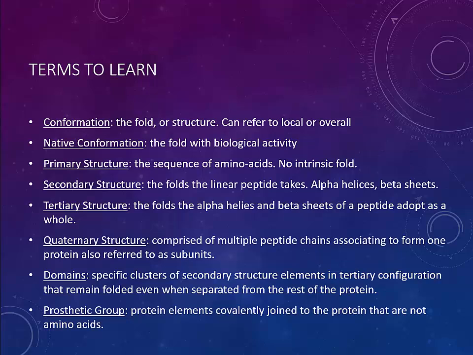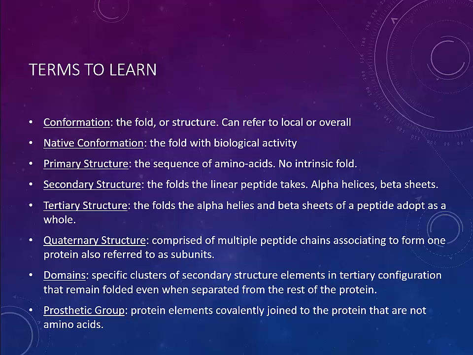The fold or structure can refer to local conformation or overall conformation. Native conformation: the fold of a protein with biological activity. Primary structure: the sequence of amino acids, no intrinsic fold. Secondary structure: the folds the linear peptide takes, alpha helices, beta sheets. Tertiary structure: the folds the alpha helices and beta sheets of a peptide adopt as a whole. Quaternary structure: comprised of multiple peptide chains associating to form one protein, also referred to as subunits.